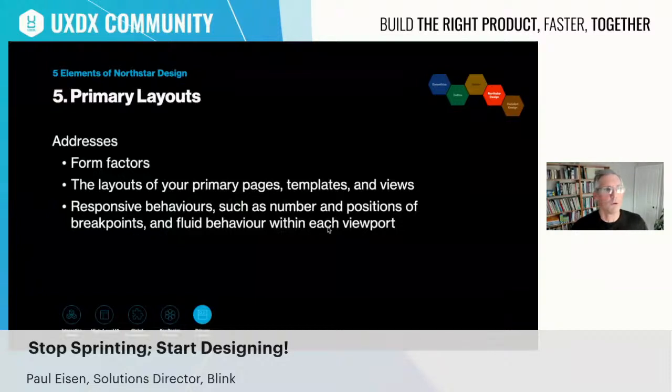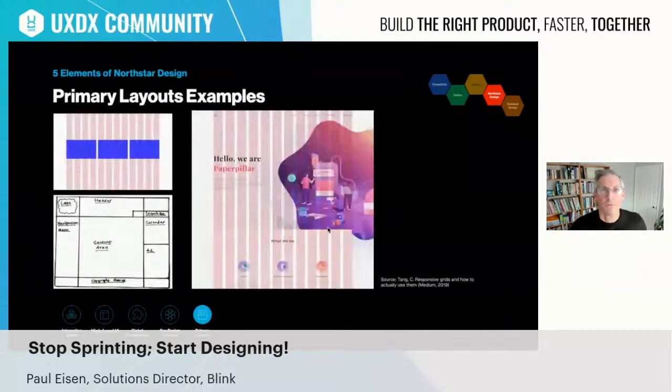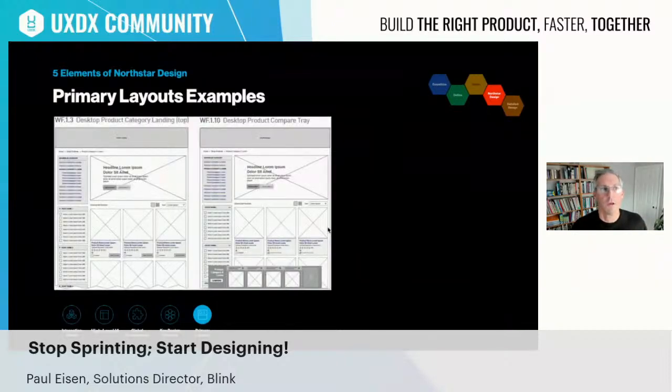Okay, those are the four elements. The last one here is the primary layouts. And again, this is bread and butter for our design discipline, establishing form factors, the layouts of the primary pages, templates and views, responsive behaviors. We establish grids, we establish layouts on top of those grids. Here's an example from e-commerce, facets on the left, for example, and primary, you've got hero images and other aspects of your listings in this case.